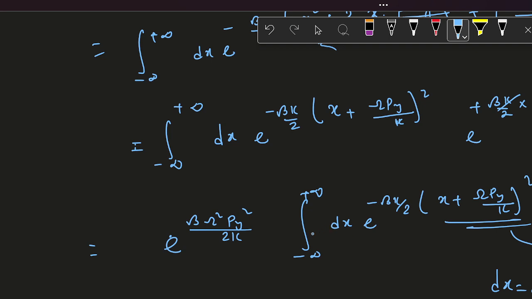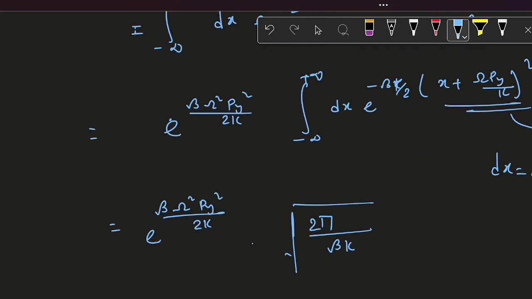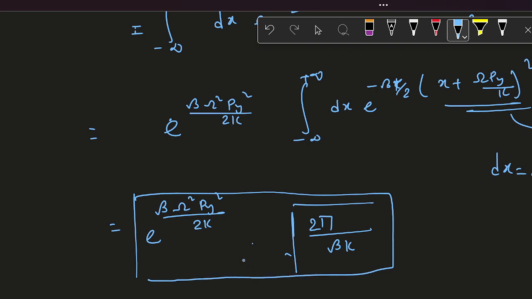So this is nothing but minus to plus infinity dt e to the power minus beta k by 2 t squared. So everything remains the same, so you can just directly know the answer from the Gaussian integral's standard value, that this is this constant times root over pi by, again the constant here is beta k by 2, so this is just 2 pi by beta k. Okay, so this is the solution to your dx integral part that we have just solved.